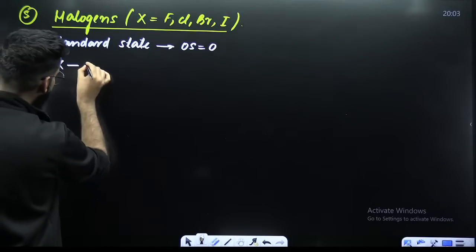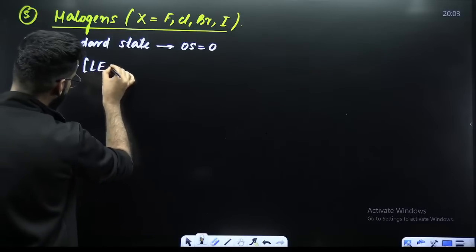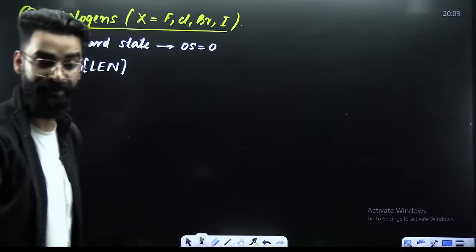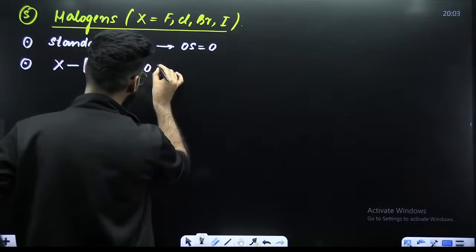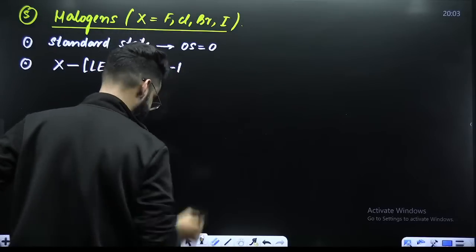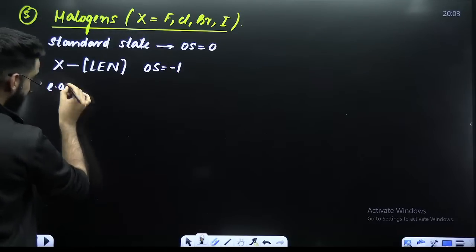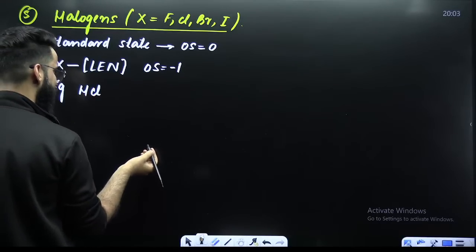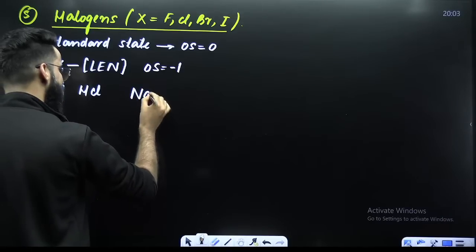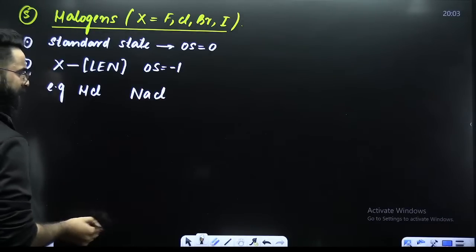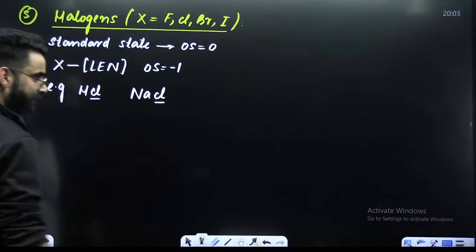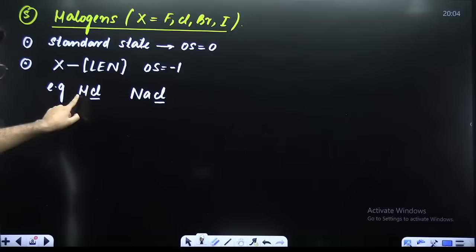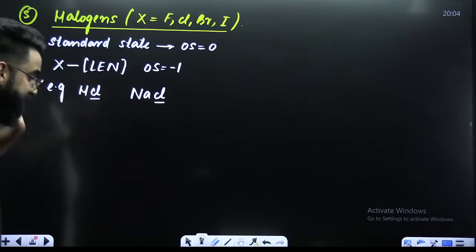Whenever you see a halogen attached to a less electronegative element than itself, let me tell you, the oxidation state of the halogen will be taken as -1. You can take a lot of examples. For example, you have HCl, and let's say you have NaCl. If I talk about this chlorine and this chlorine, chlorine is a halogen. The halogen is attached to a less electronegative element than itself.